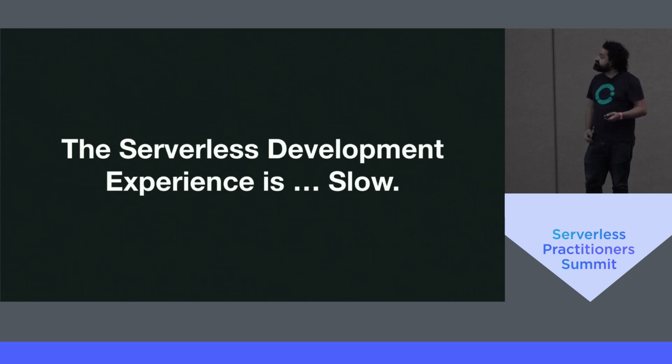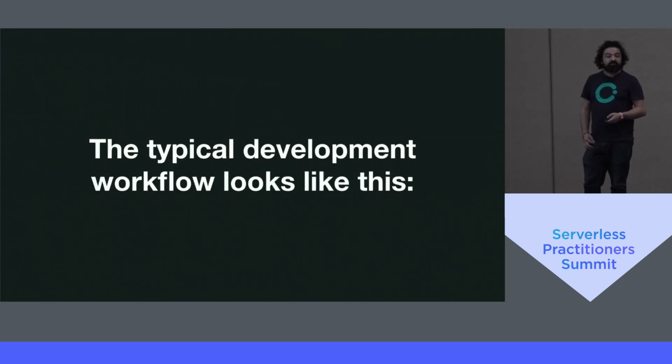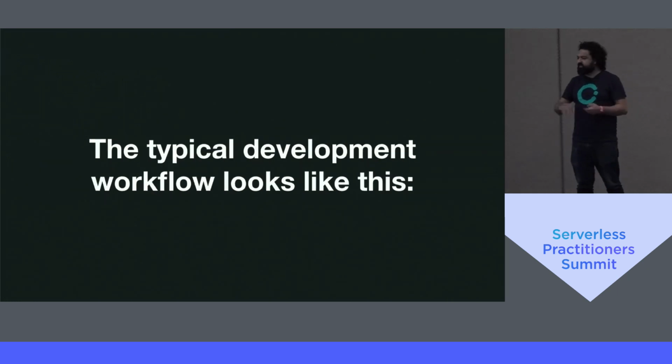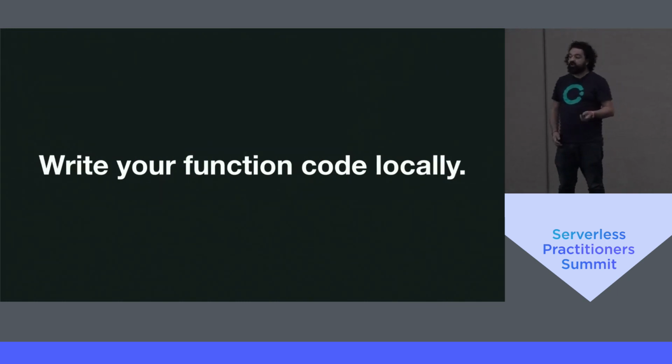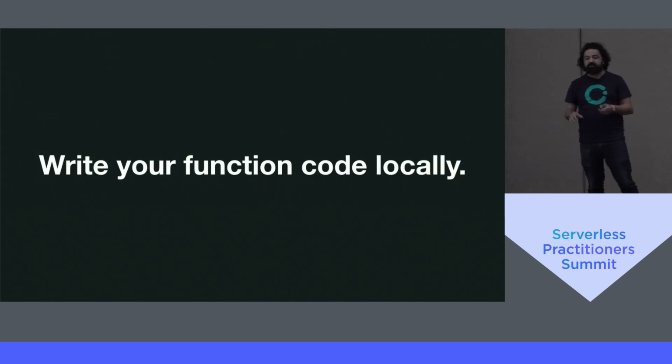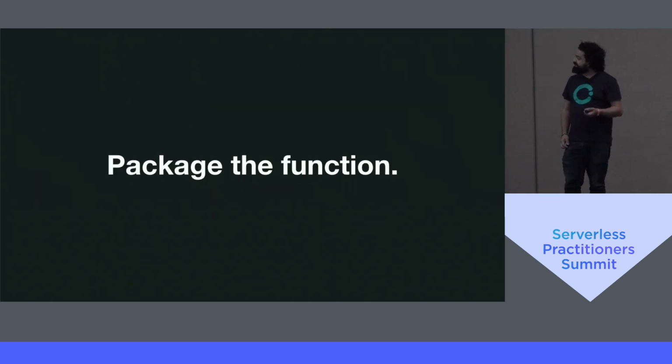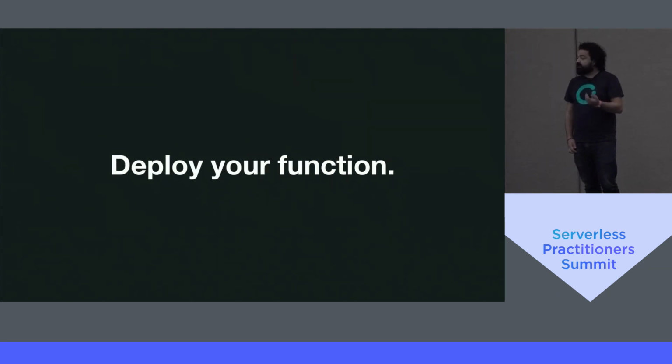If you think about it, let's see how your development workflow looks. I'm going to generalize, going with OpenFaaS, Lambda, and just in general, right? You're going to write your function locally. You fire up your IDE, VS Code, whatever it is, and you write your function. Then you're going to have to package it, zip, container, anything. You're going to deploy it.